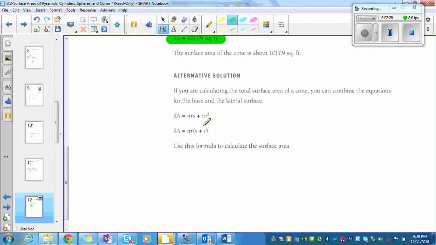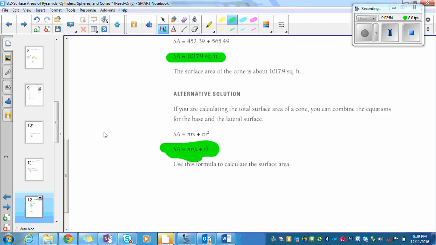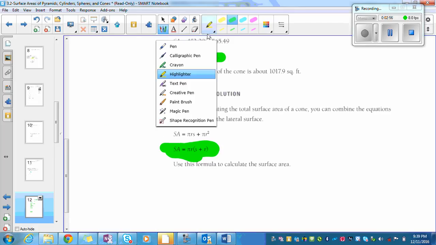Now, you can combine both the base and the lateral surface to get this new formula that's for the surface area of a cone. It's pi times r times s plus r. So you'd add the slant height and the radius, and then you'd multiply it by pi times the radius. So, should we try it?